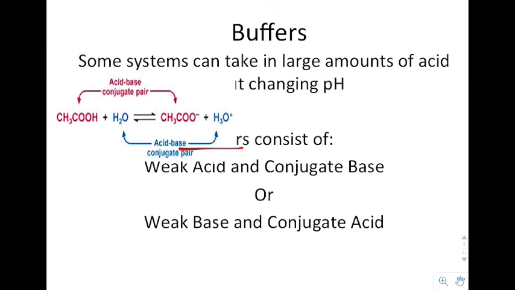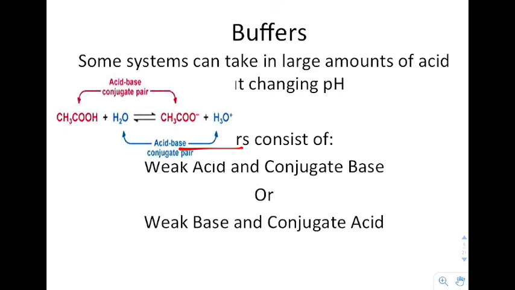Now buffers are systems that can take a large amount of acid or base without changing the pH. And buffers are really important, especially in life, because you have something called homeostasis that you have to deal with. Your body can't change pH very much, otherwise it will die. So the buffer system is really, really important in terms of biological systems. Whenever you have a weak acid and a conjugate base, or a weak base and a conjugate acid, that is how you set up a buffer system.